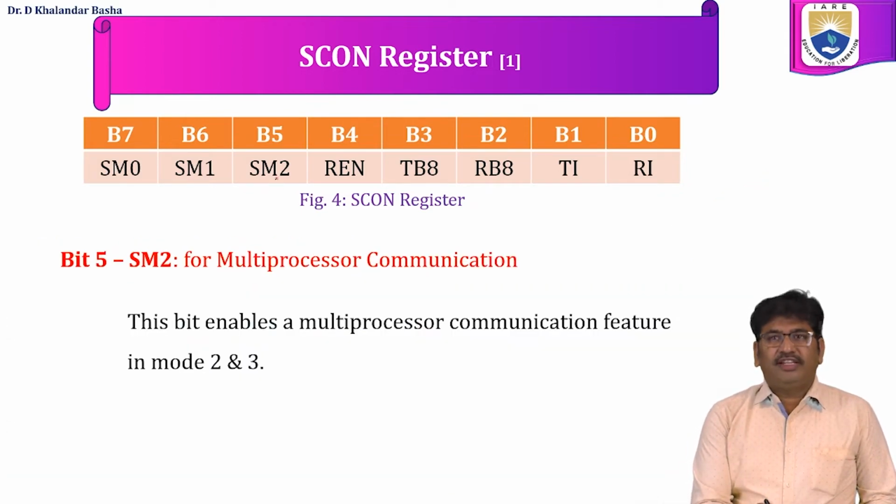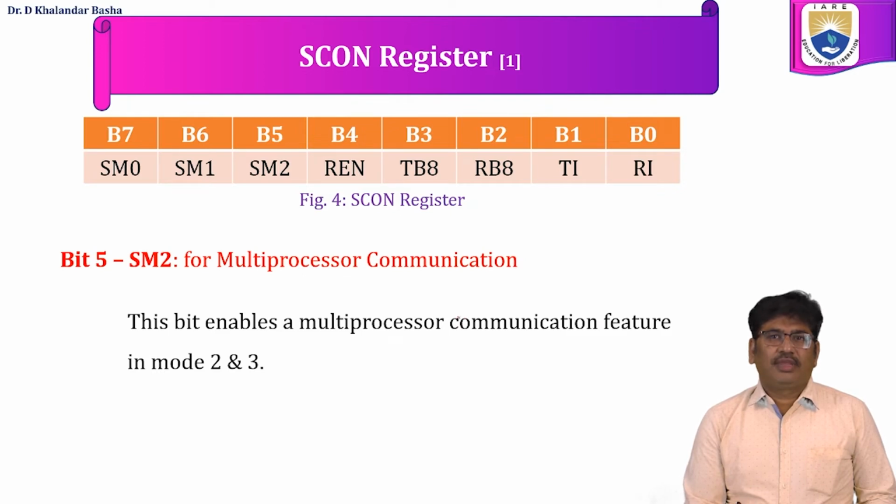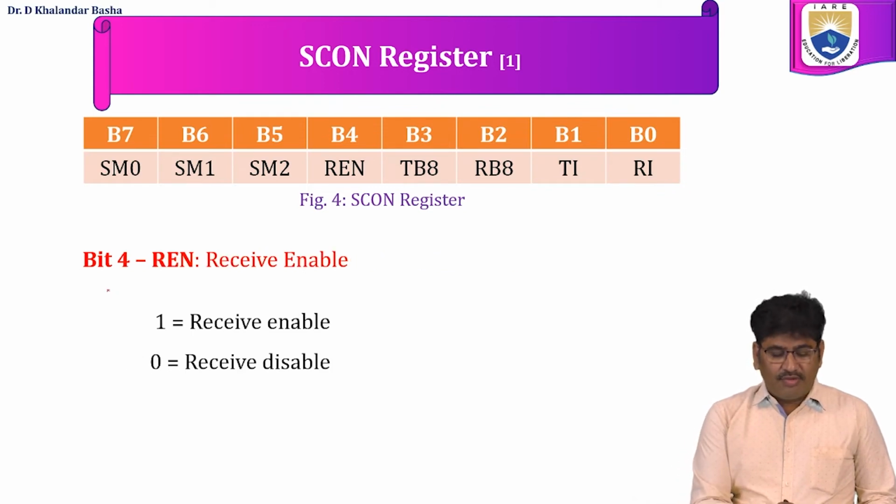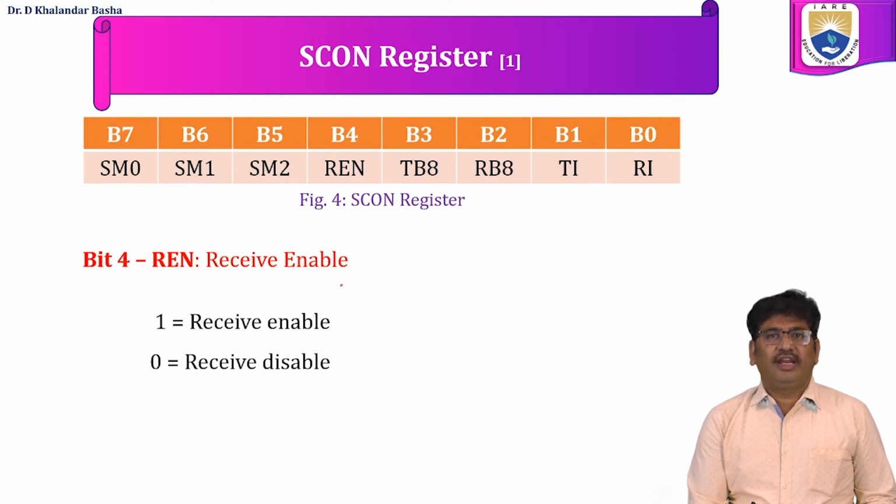The next bit, that is bit 5, corresponds to SM2, which is for multiprocessor communication. This bit enables the multiprocessor communication feature in mode 2 and mode 3 of 8051 serial communication. The next bit is bit 4, which is REN, standing for receiver enable. If you configure this bit as 1, it will enable the receiver. If you configure this bit as 0, it will disable the receiving.